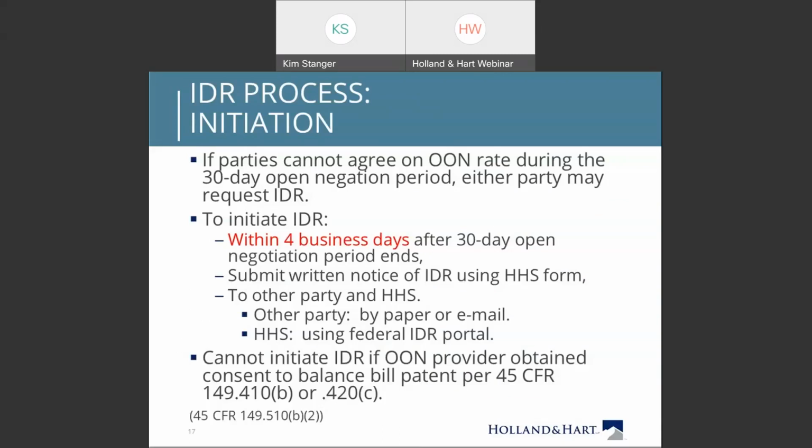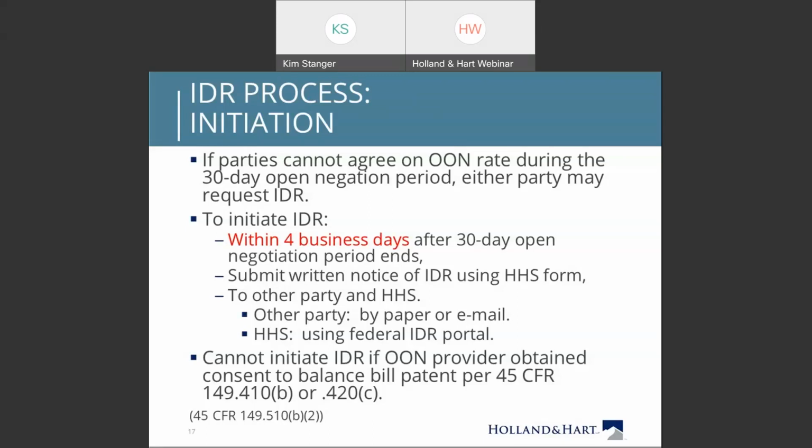In order to initiate that IDR, you have to wait until that 30-day open negotiation period ends. So you can't submit it, even if you've reached an impasse during it. You've got to wait till the end of that 30-day period. So it would be 31 days after the payment is received or the notice of denial is received from the payer. So within 4 business days after that 30-day period ends, then you can go ahead and submit a written notice requesting the IDR using the HHS form.